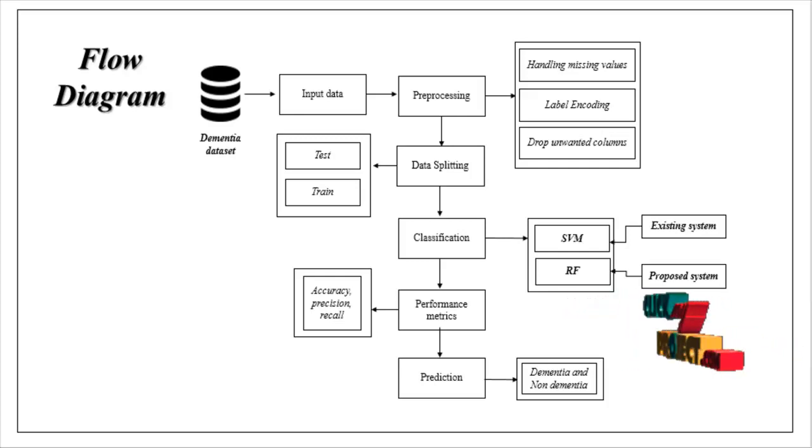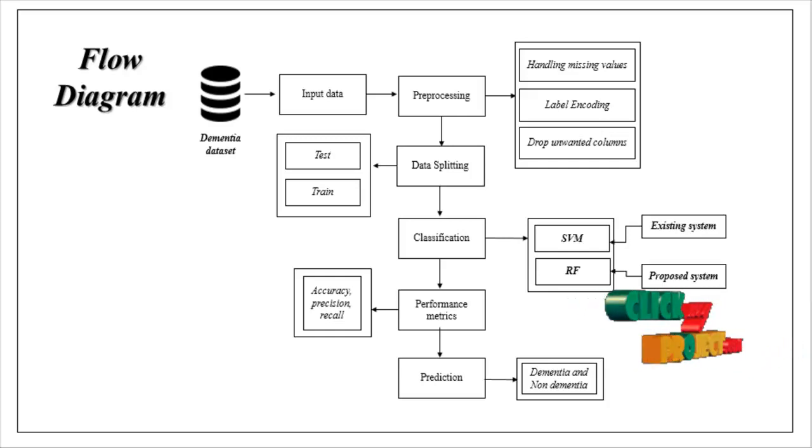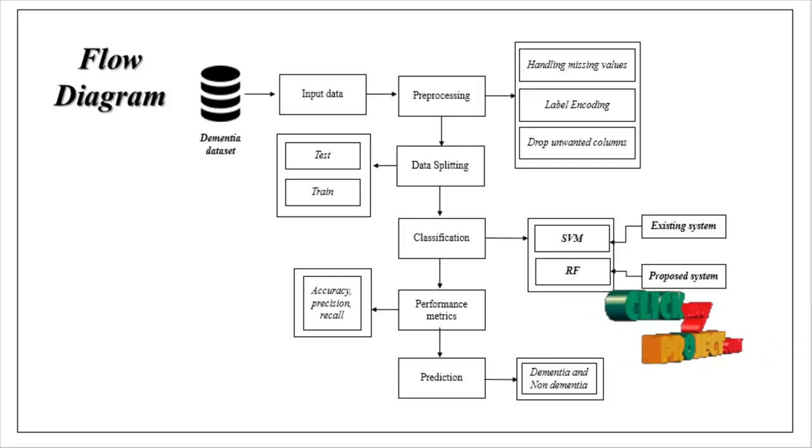Then we can compare both machine learning algorithms and conclude that our proposed random forest is efficient. The classified data are carried to estimate performance metrics like accuracy, precision, and recall. Then finally prediction. Here we predict dementia or non-dementia based on symptoms. So this is the flow of our project.